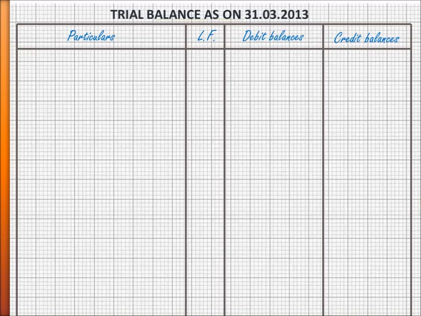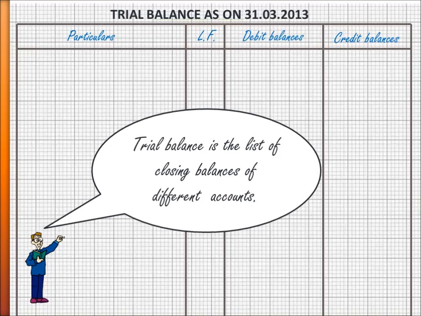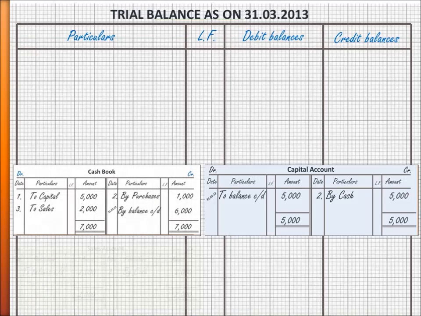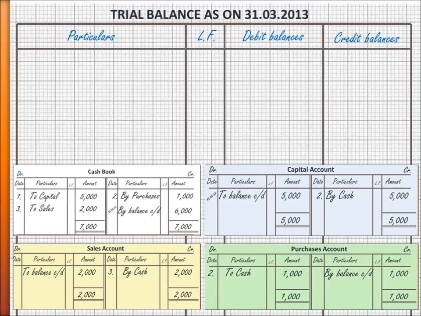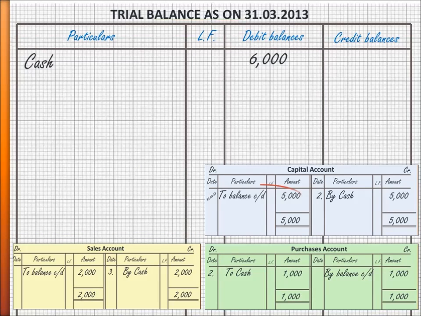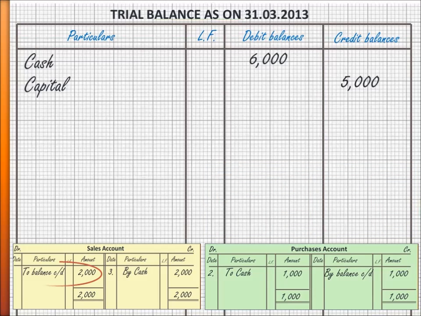So let's make trial balance on the basis of ledger posting. You know, trial balance is the list of closing balances of different accounts. So first of all, take up cash book. Cash book also works as cash account. So on debit side, I mean to say on the side of debit balances, cash rupees 6,000. Then come to the capital. To balance CD 5,000. It is on debit side. So come on the credit side of trial balance. Capital rupees 5,000. Then sales CD on debit side rupees 2,000. It will be taken to the credit side of trial balance rupees 2,000.